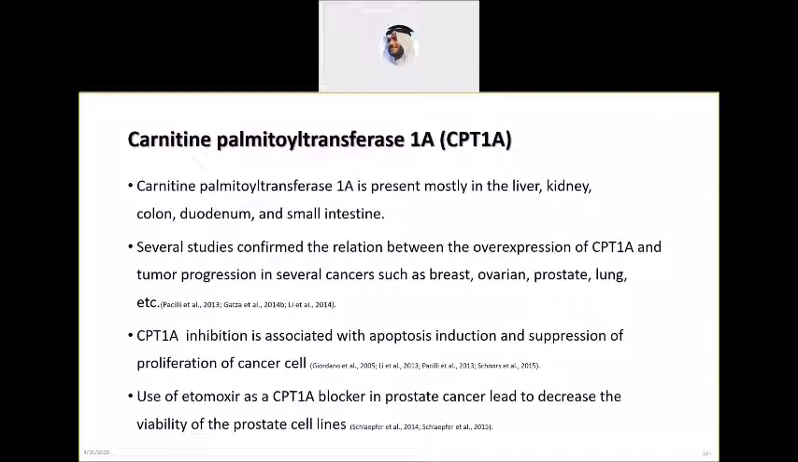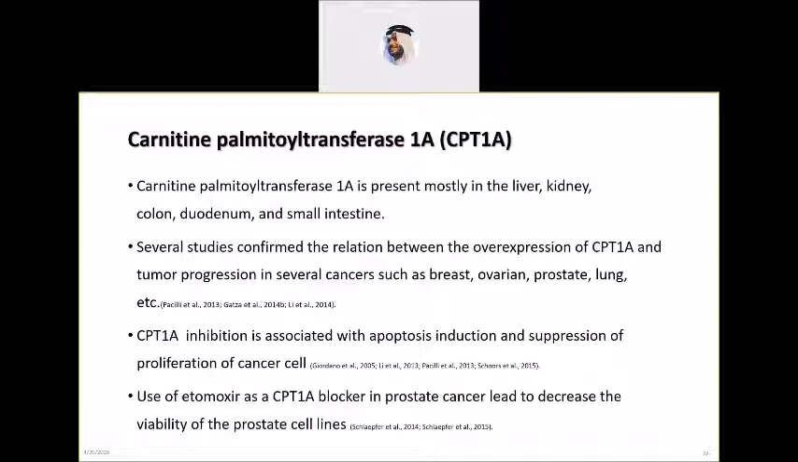I'll start with CPT1A. CPT1A is carnitine palmitoyltransferase 1. It's present mostly in the liver, kidney, duodenum, and small intestine. It's available at the outer mitochondrial membrane, and several studies confirm there is a relation between the overexpression of CPT1A and tumor progression in several types of cancer. Also, it's been reported that CPT1 inhibition is associated with apoptosis and suppression of the proliferation of cancer cells.